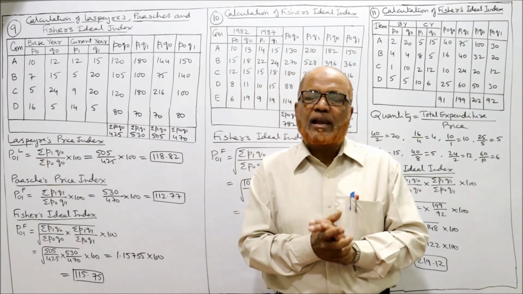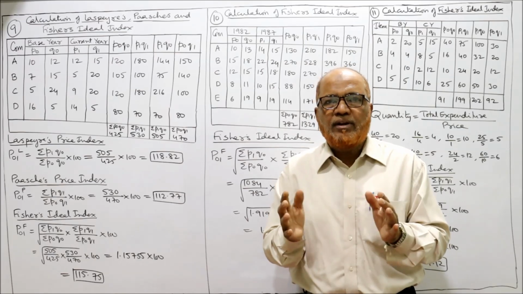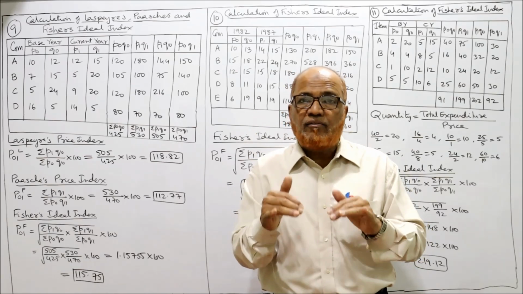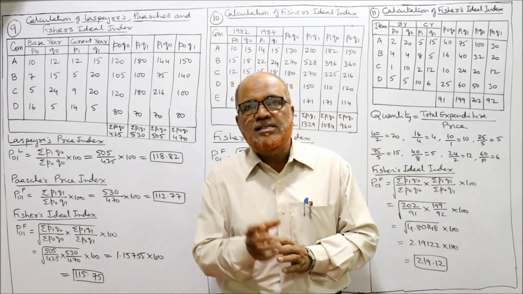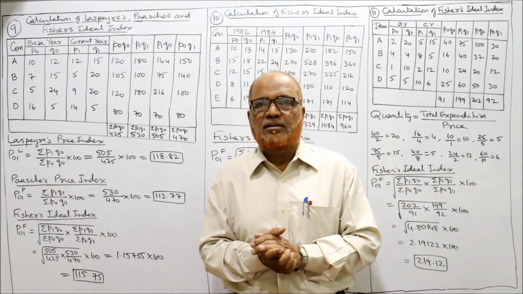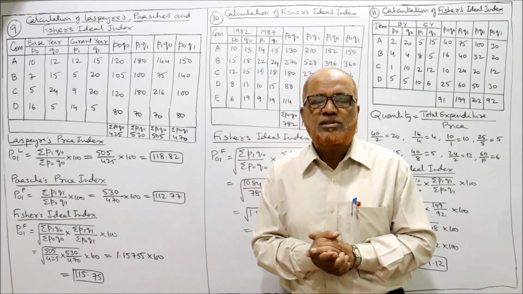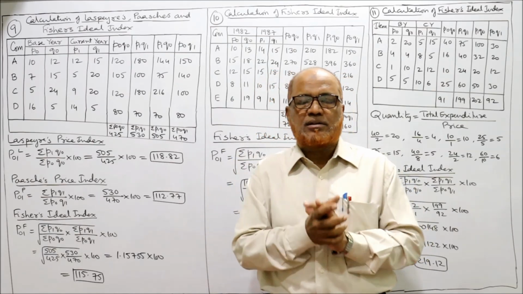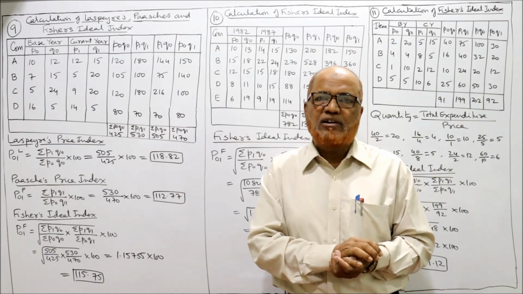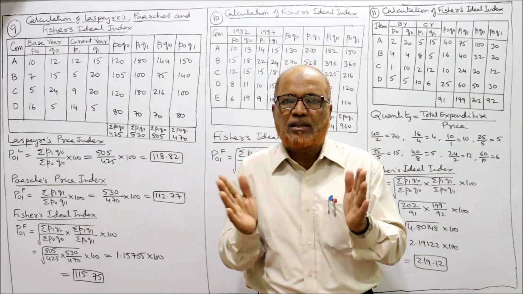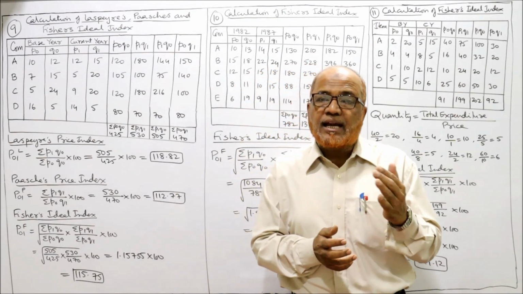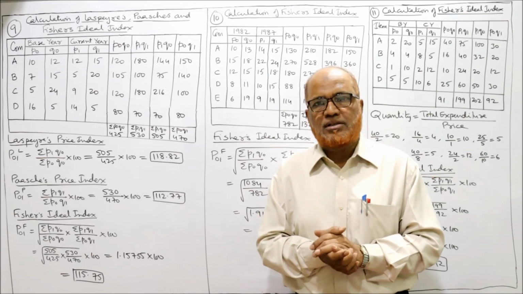In methods of calculating index numbers, broadly we divide into unweighted methods and weighted methods. Under unweighted methods, again we have two sub-classifications, that is simple aggregative method and simple average of price relative method. In the first video of problems, we have done the problems on these two methods. Now we are doing the problems in the second method, that is weighted index numbers.